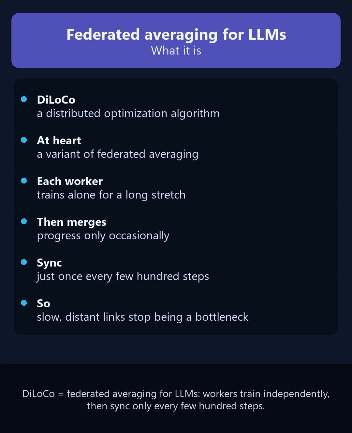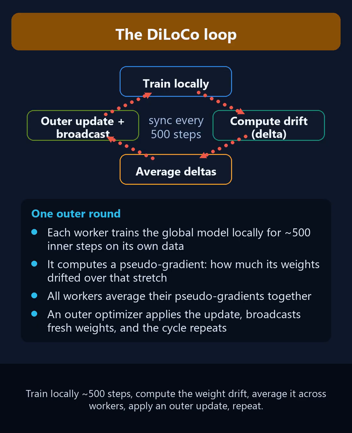DiLoCo is a distributed optimization algorithm, and at heart it is a variant of federated averaging applied to language models. The idea is simple: let each worker train on its own for a long stretch, then merge everyone's progress only occasionally. Instead of talking every step, the workers synchronize just once every few hundred steps. Between those moments they run completely independently, so the network barely matters and slow or distant links stop being a bottleneck.